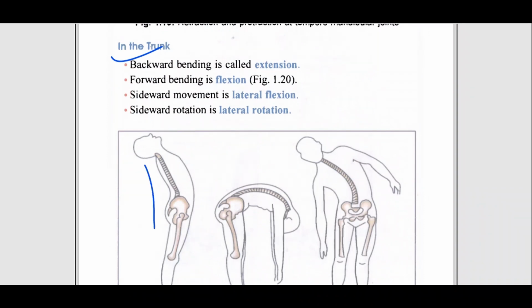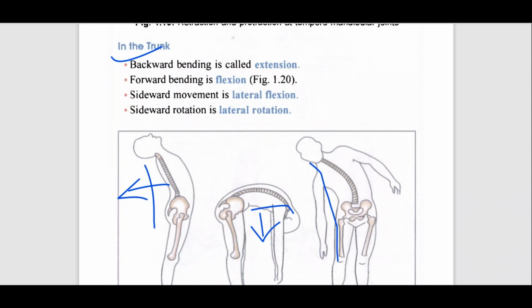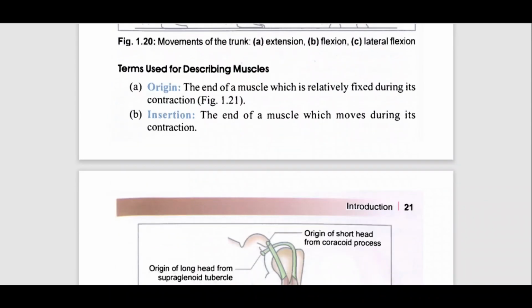Now, anatomical terms in relation to trunk. Backward bending is called extension. Like in this figure, ये बंदा backward bending कर रहा है, so this is his extension of the trunk. ये बंदा forward bend कर रहा है, this is the flexion. ये बंदा sideward movement कर रहा है, this is his lateral flexion. और sideward rotation को बोलते हैं lateral rotation.